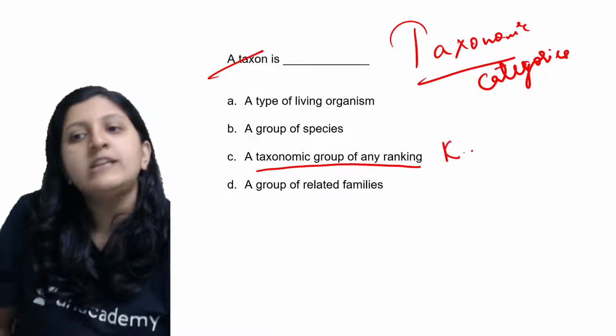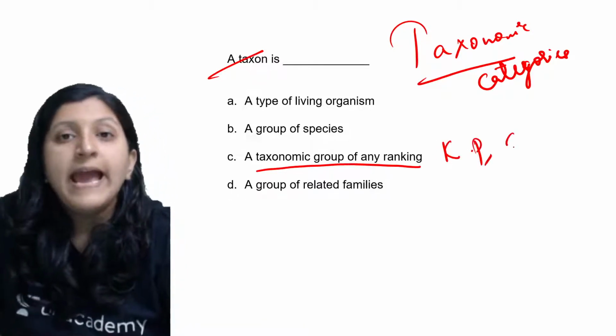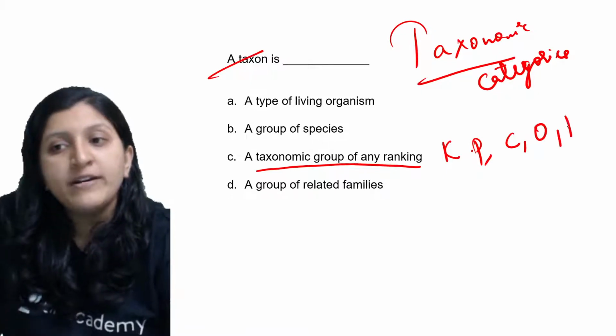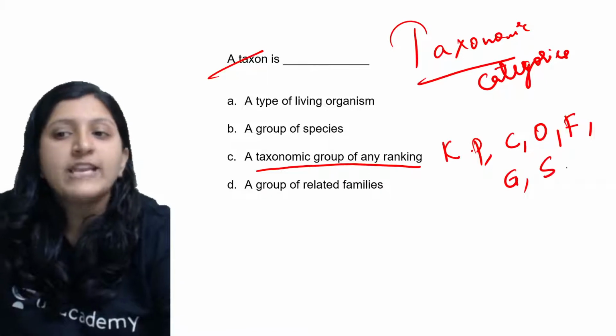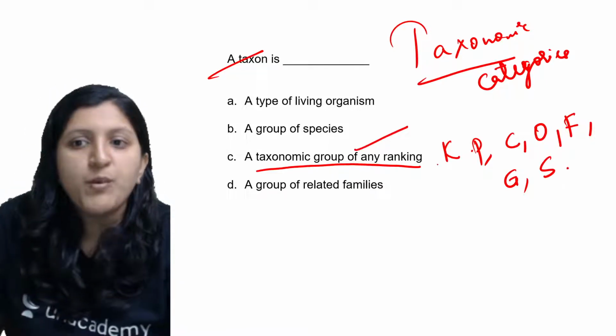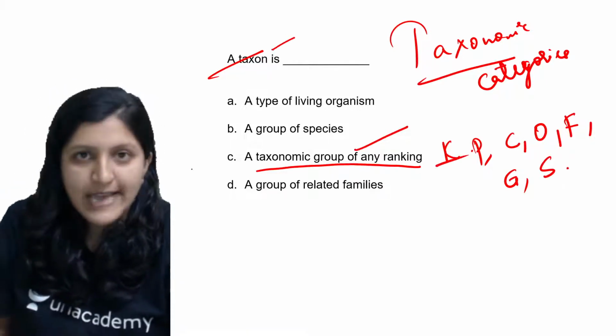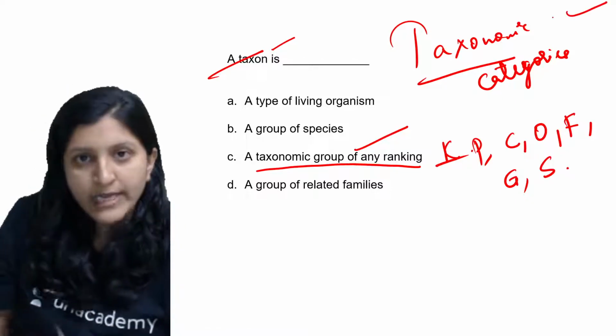So it can be kingdom, it can be phylum, it can be class, it can be order, it can be family, it can be genus, or it can be species. So a taxonomic group of any ranking is called a taxon in a taxonomic category.